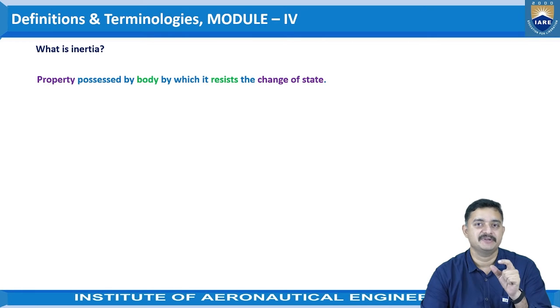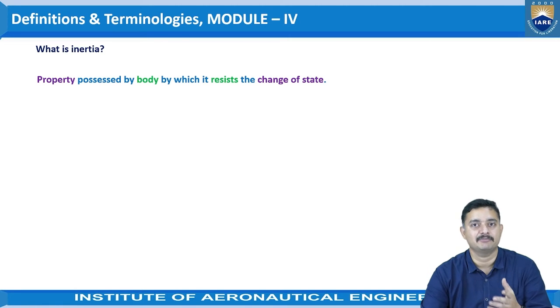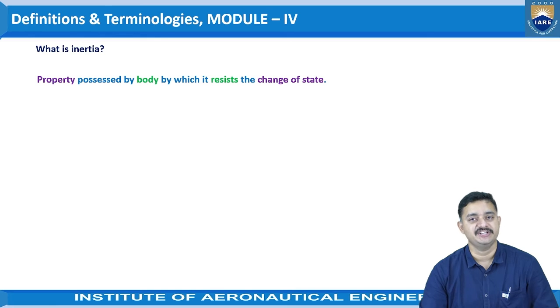Then once the glass is picked up, it will continue to move until it reaches the mouth of the person, right? So we are applying the force and making the glass move, and until we stop the movement of the glass, that means again some external force is acted upon that glass, it will continue to move. Again, it will resist the change in position. So we can say that the body which resists the change of its state, whether it is rest or motion, is treated as the inertia of that particular object. The property possessed by the body by which it resists the change of state is treated as inertia.